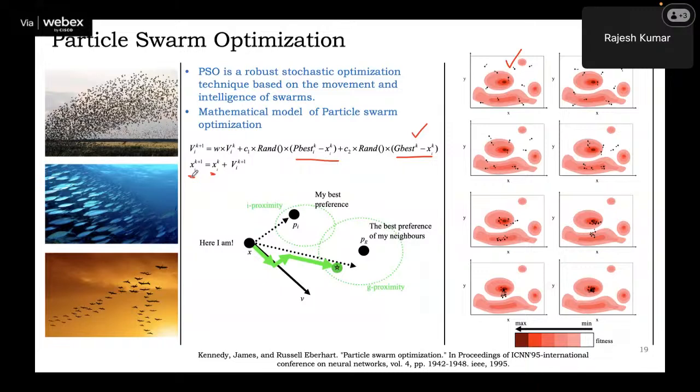Proposed by James Kennedy and Russell in 1995. And again, the starting is random. In most of these algorithms, you'll find the start is random and the end point, the stopping criteria, is basically decided by the developer. But the middle part, the policy to move, or policy to search, is basically inspired from some species or some happenings near around us.